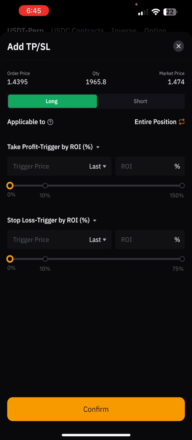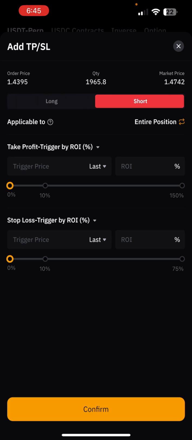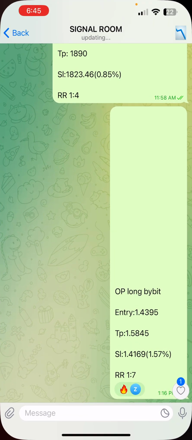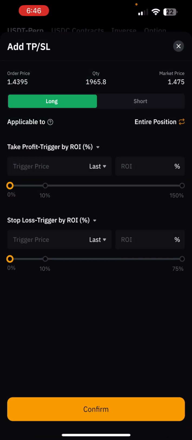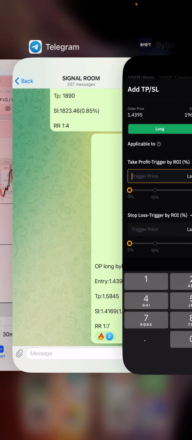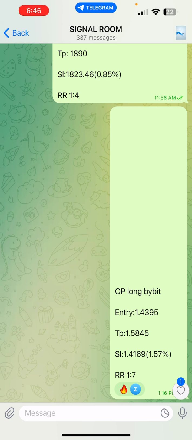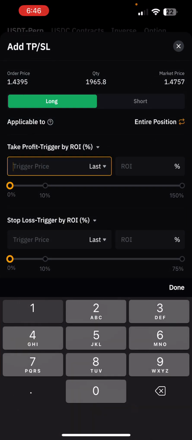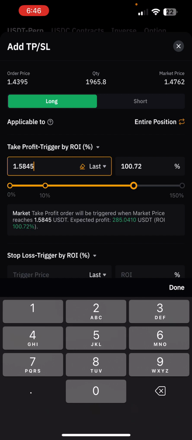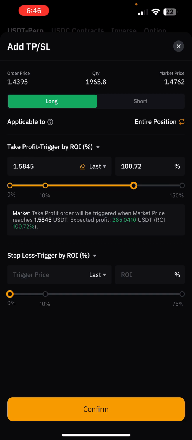Now, also, I explained in my previous video that there is what we call long and short. Another word for long is buy, another word for short is sell. According to the signal, they wrote OP long, Bybit. So we are going to be longing this particular pair. This is where you input your take profit, that is the target, which is 1.5845. As you can see, I've already input my take profit according to the signal being given.